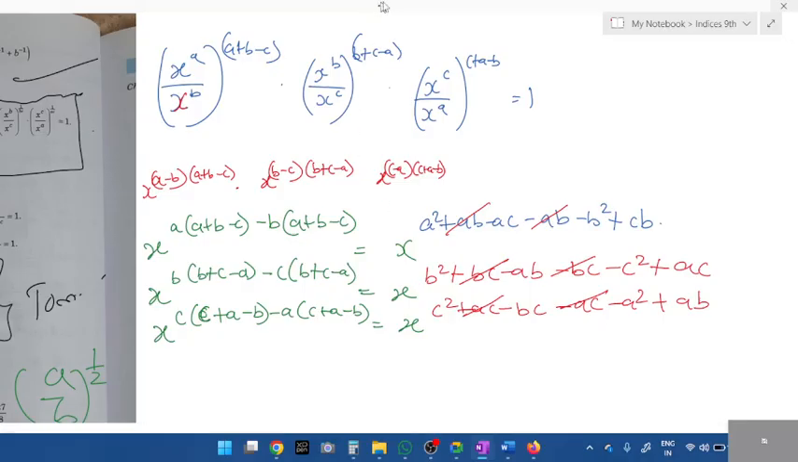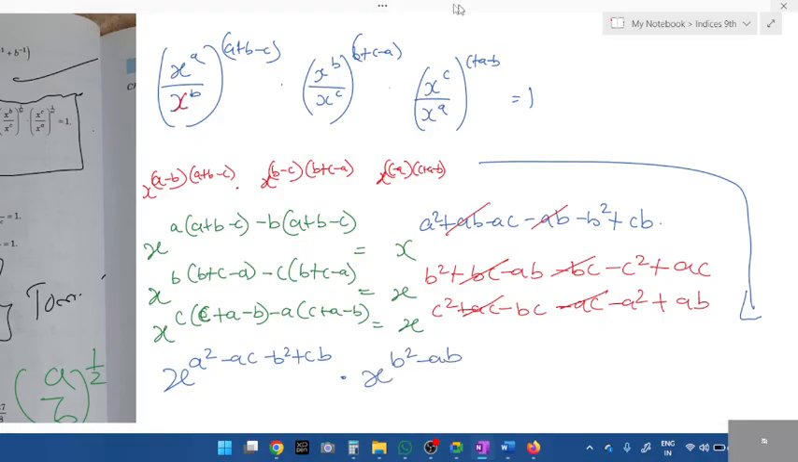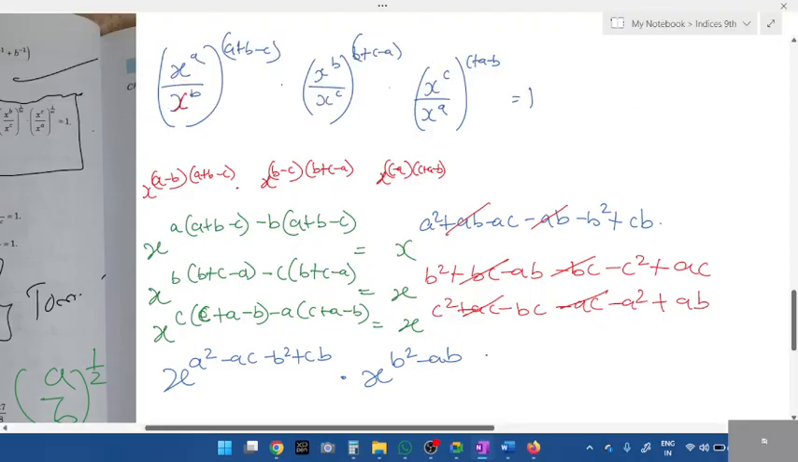And all three are multiplication, right? All three are multiplication. Now write this back to the normal question, students. Write it like this: x to the power of A square. What is left? Minus AC, plus into next one, B square minus. Yes, write it in the first way, how we used to write it. Minus AB minus C square plus AC. Next, C square minus BC plus AB.